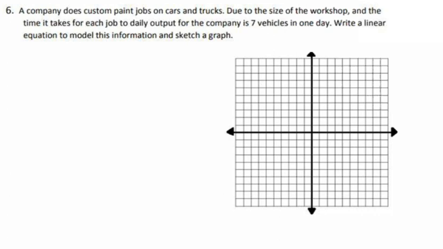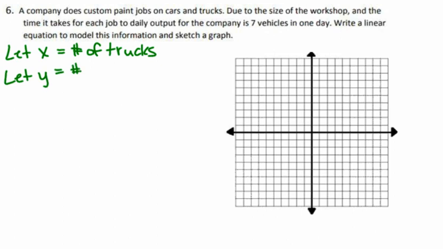Example 6 says a company does custom paint jobs on cars and trucks. Due to the size of the workshop and the time it takes for each job, the daily output for the company is 7 vehicles in 1 day. We need to write a linear equation to model this information, and then we're going to sketch our graph. So the first thing we want to do is identify our variables. Let's say x and y. So let's let x equal the number of trucks painted, and let y equal the number of cars.